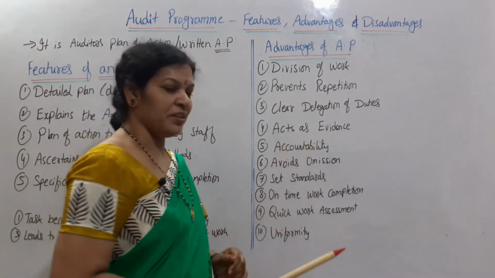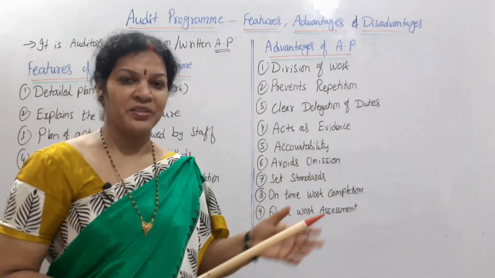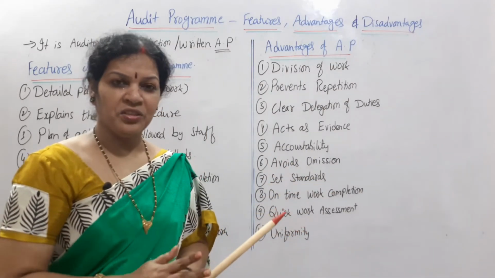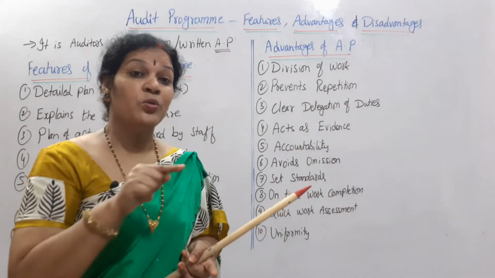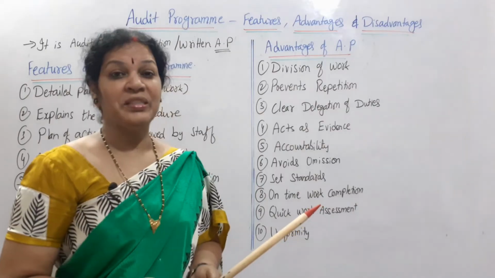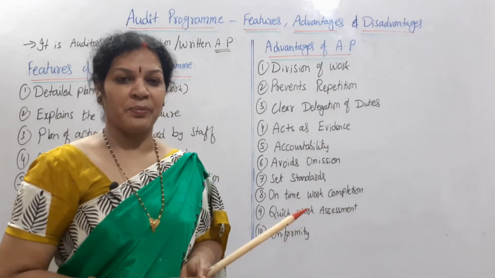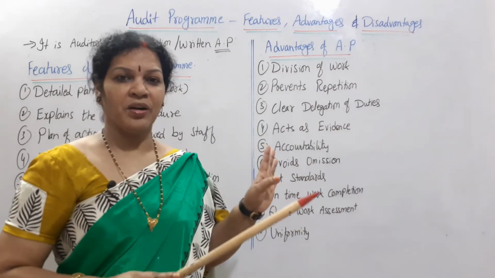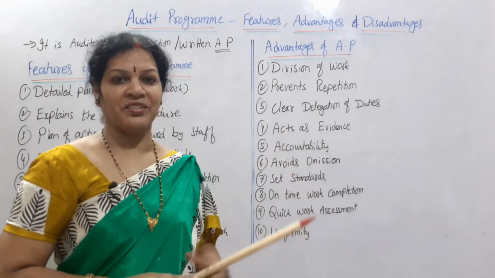And accountability. When the audit program is prepared, if someone makes any kind of mistakes, either junior staff or senior staff, who is responsible for that? Who is accountable for that? We can find out very easily. It means we can make them responsible by preparing this audit program. If something has gone wrong, who is responsible? To whom we have assigned that work, we can catch that person.